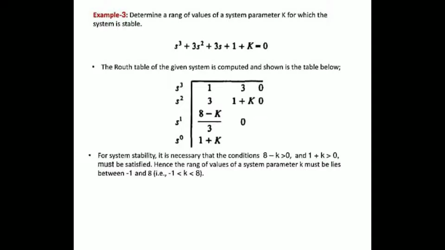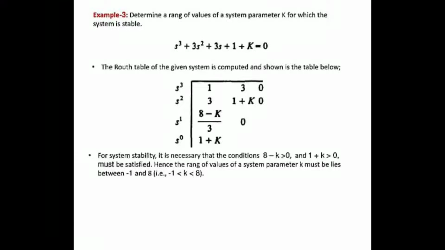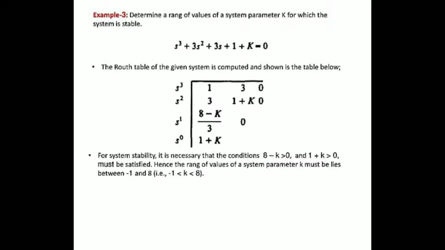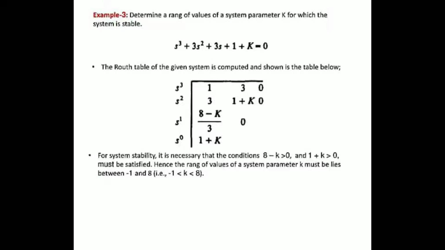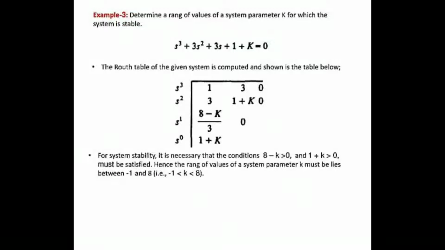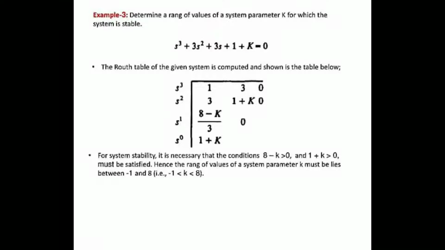So the procedure is not different, the same procedure we are following, that is the Routh array. We are writing the elements in the Routh table, s cube to s raised to 0. 1, 3, 0 are the elements of the first row. Second row elements are 3, 1 plus k. The coefficients we are writing, and we are getting 8 minus k by 3 in the s raised to 1 row and 1 plus k in the s raised to 0 row after the calculations.